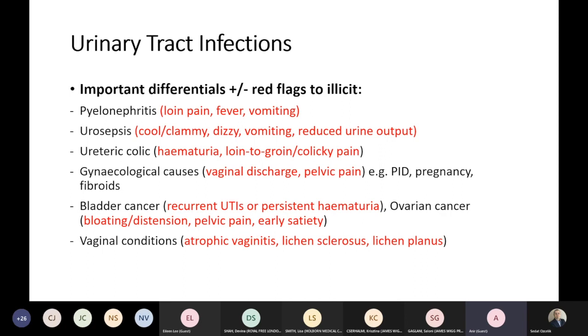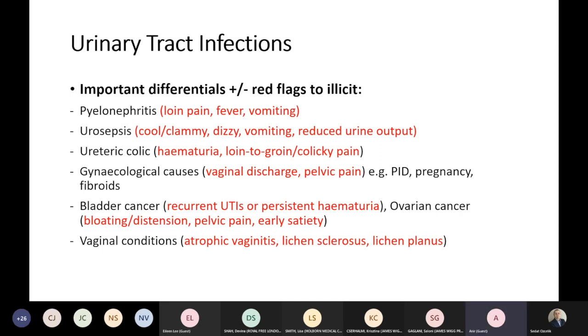So when I take a UTI history, most commonly I do want to always exclude pyelonephritis. So traditionally they'll have loin pain, they may have fevers, or they may be vomiting. And that may also be part of a spectrum of urosepsis. So you may want to just check whether they're eating and drinking, are they feeling well in themselves, safety net them appropriately. You may want to then think about other causes.